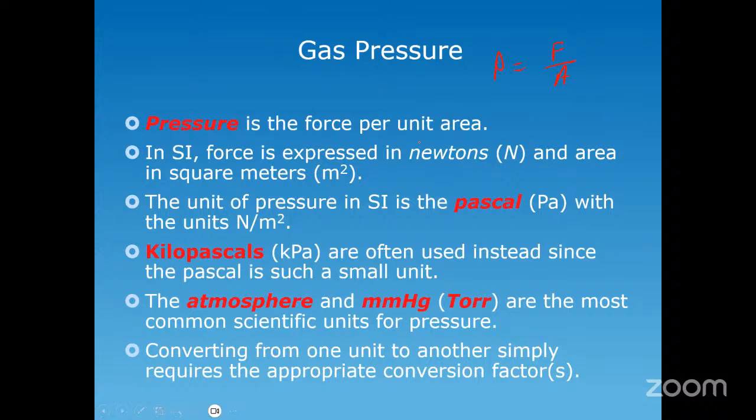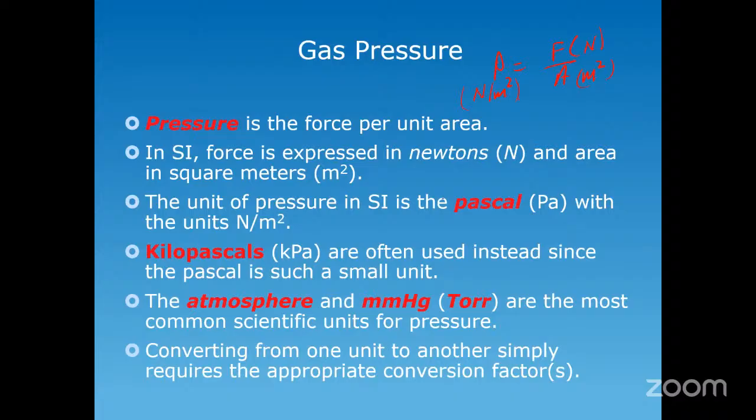Now, as a result of this equation, the units of pressure can be expressed as some unit of force divided by some unit of area, right? So the SI unit of force is newtons, the SI unit of area is meters squared, which means that the units of pressure would be newtons per meter squared, all right? So that's one unit of pressure, but there are other units as well, right?